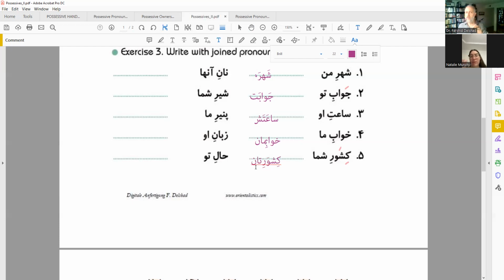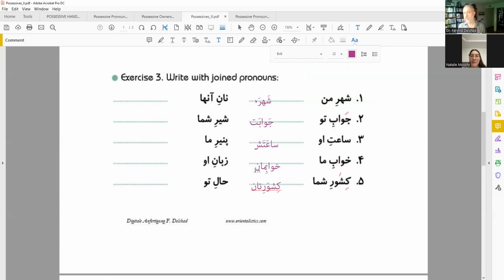What about if you want to change them morphologically to colloquial spoken Persian? شهرم doesn't change, but جوابت changes. So it would be جوابت. Perfect. So the attached pronoun changes as well. I mean colloquial. So if جوابت becomes جوابت, what happens to the attached pronoun?